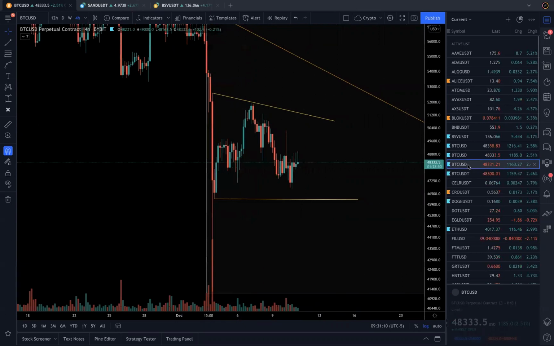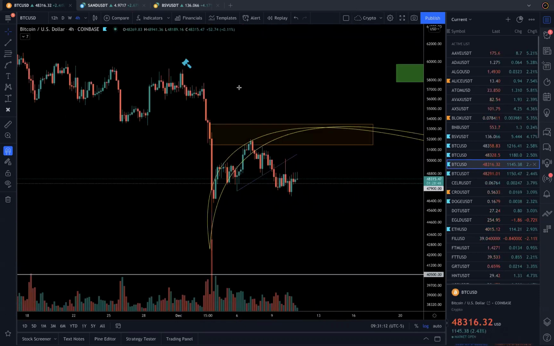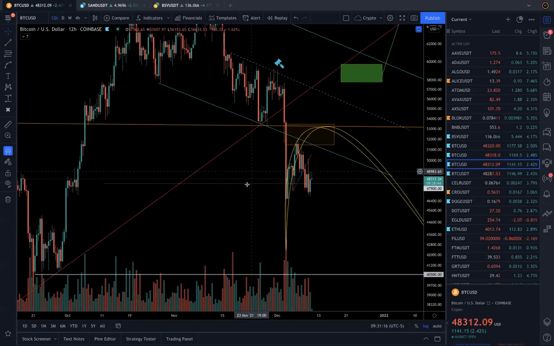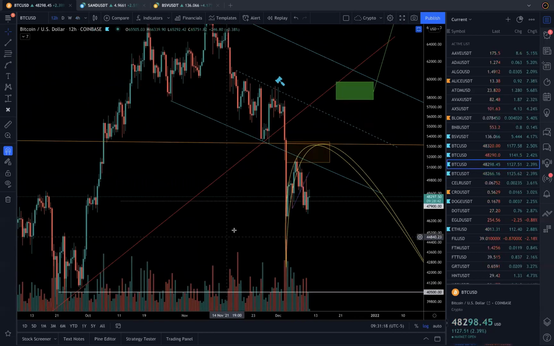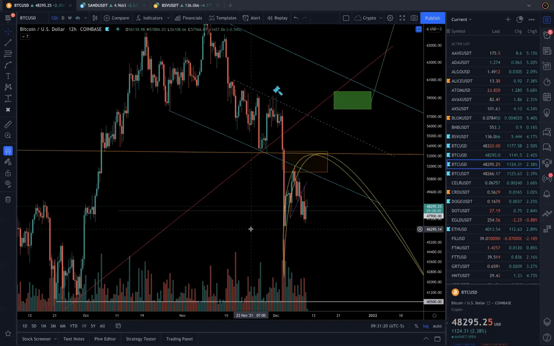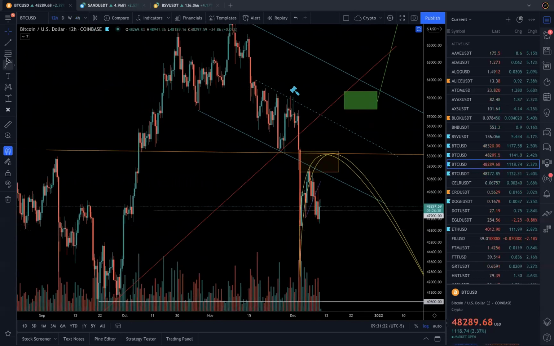Okay, then what other flavor do we have? So this is another flavor which I think we can track at 12 hours. This one has a mix of both lower time frame and higher time frame. I'll show you what I mean.